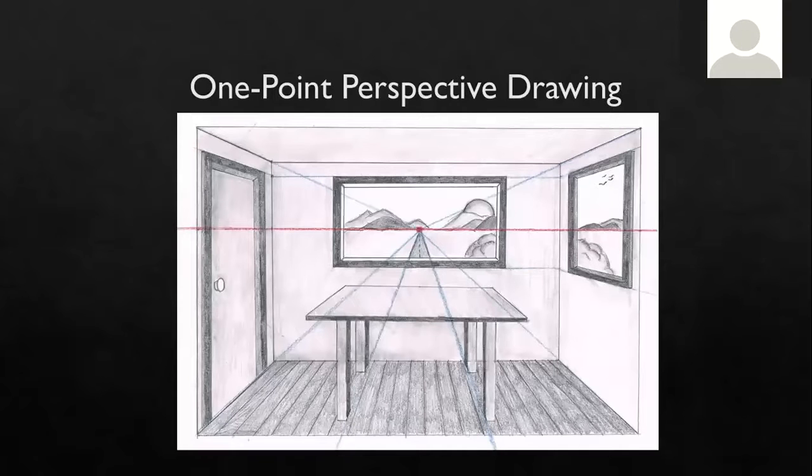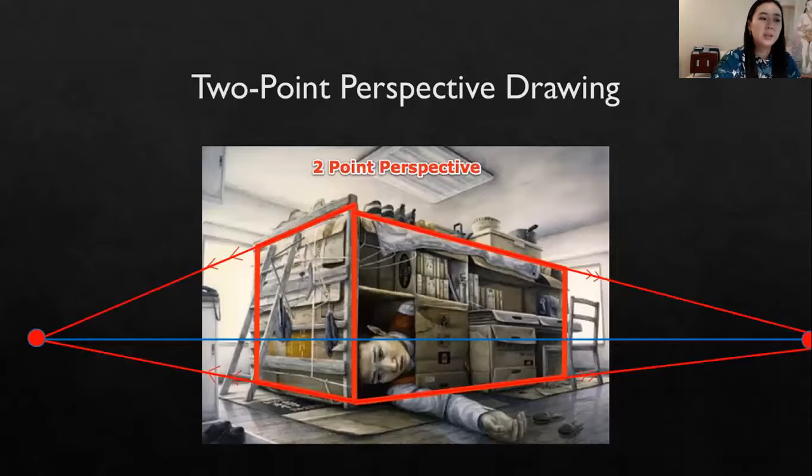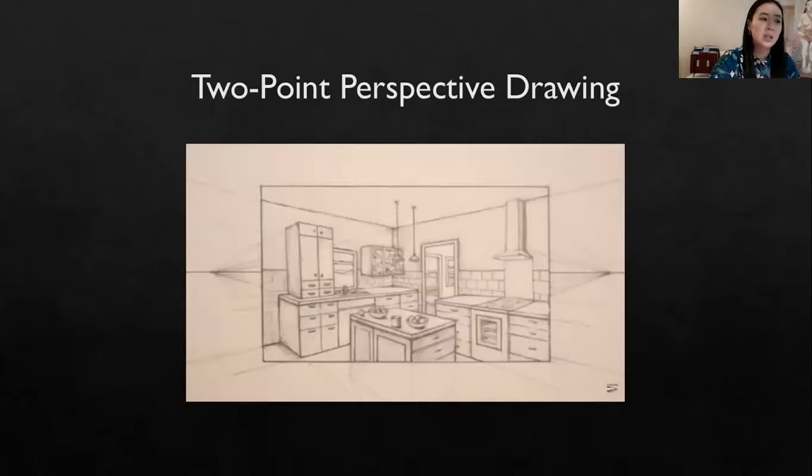And this is another example of 1-point linear perspective drawing. And this is 2-point linear perspective. It's a good technique to show a dynamic view with foreshortening in drawing. And this is another example of 2-point linear perspective drawing. So as you see, it's slightly harder than 1-point perspective because of adding one more point. That makes it complicated.